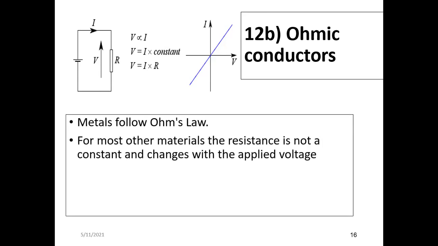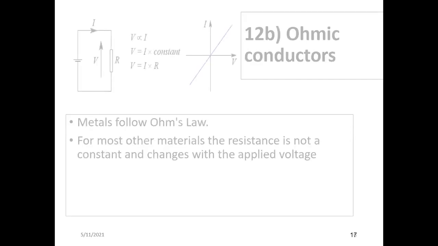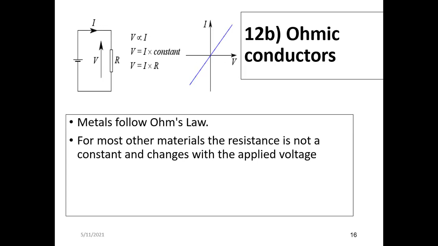Right? Metals follow Ohm's law. For most materials, the resistance is not constant and changes with the applied voltage. That means as the voltage changes, the resistance will change.